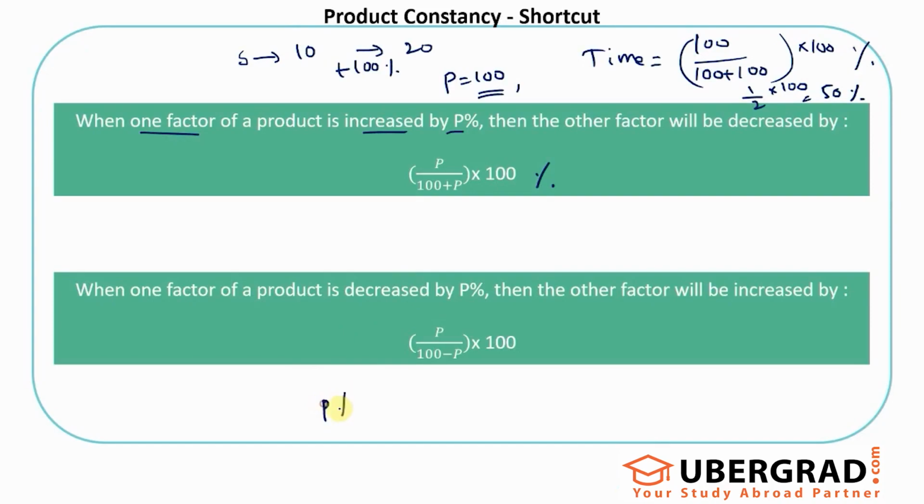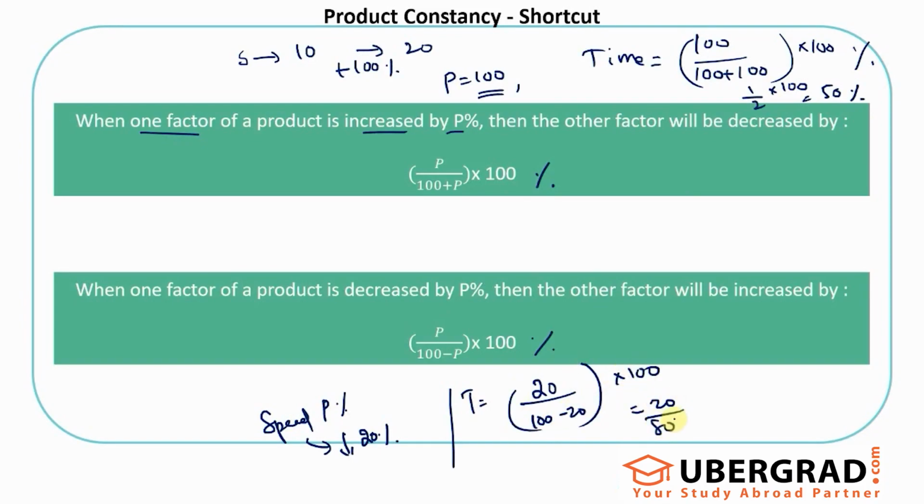Similarly, if one product is decreased by p%, let's say the speed has gone down by p%, then the other factor will be increased. I'm just taking an example. If the speed of a vehicle has decreased by 20%, how much more time will it take? In percentage, it will be p by 100 minus p, into 100. That will give me 20 by 80 into 100, that is 25%.